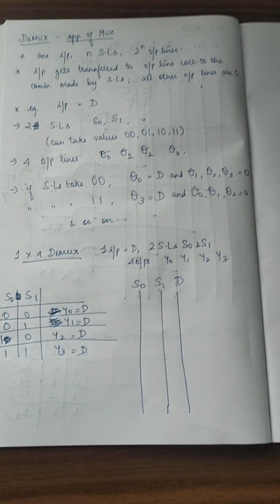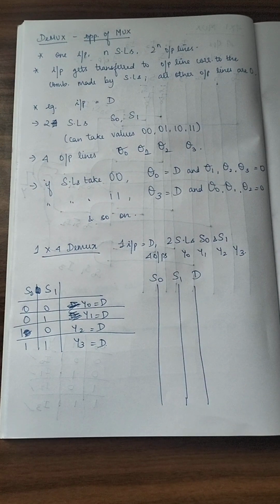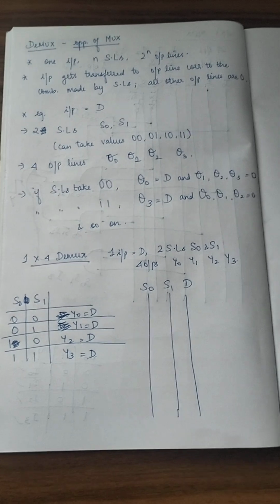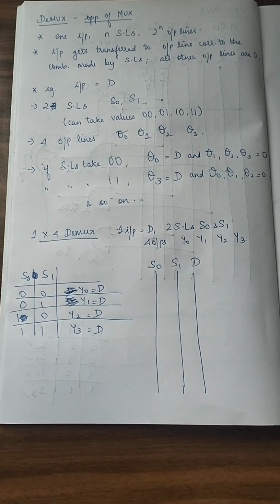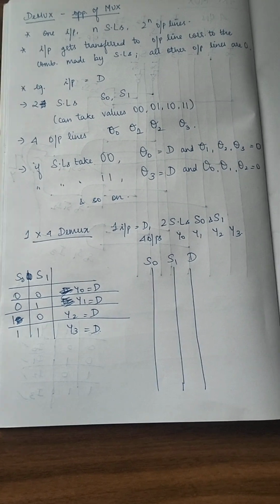Short video, we are going to be looking at another combinational circuit, the demultiplexer. Now if you are aware of what a multiplexer is, then this is going to be something very easy to understand, because a demultiplexer is just the opposite of a multiplexer. It performs the opposite function.